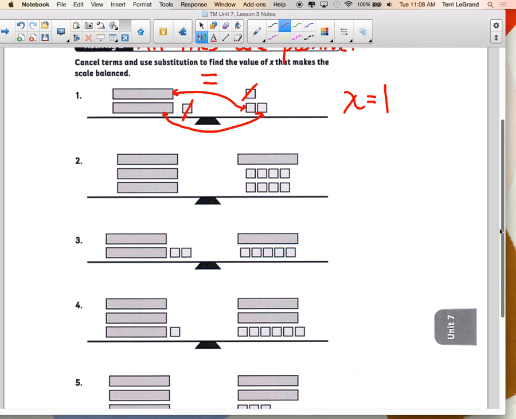Harley? Take an X tile. Take an X tile from both sides. You're going to take the same amount from each side. So we're going to take this X tile and this X tile, 1 from each side, because we need to stay balanced.